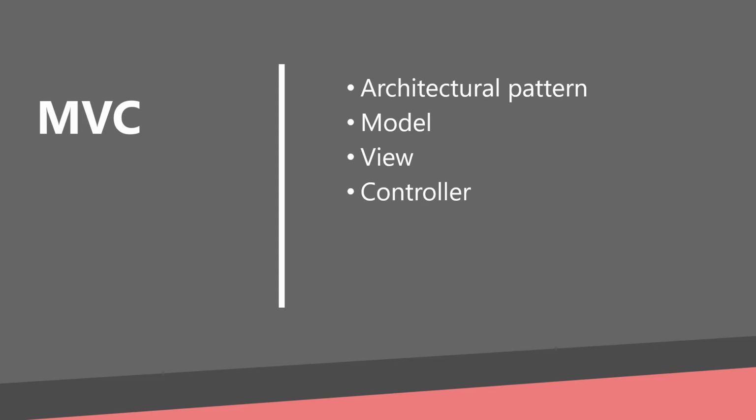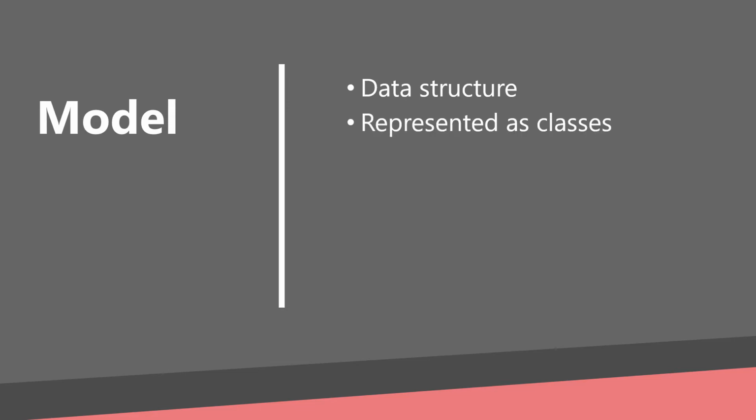Let's look at each part of this pattern separately. The model is like a signature of how your data will look like in the database. In the model, for example, you would declare all the tables as classes and fields by defining their properties. Model is basically independent from the user interface.